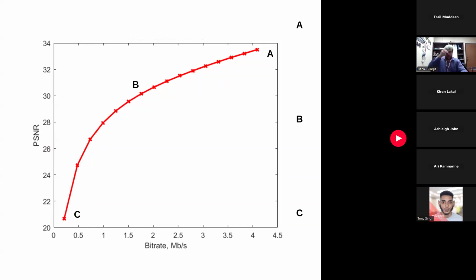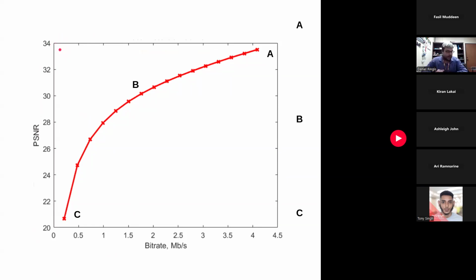So what did we say we wanted? We wanted high quality. High quality means more signal and less noise, so we want to be up top. And we want a low bit rate, so we want to be down low. So our ideal situation is being in this top left corner.